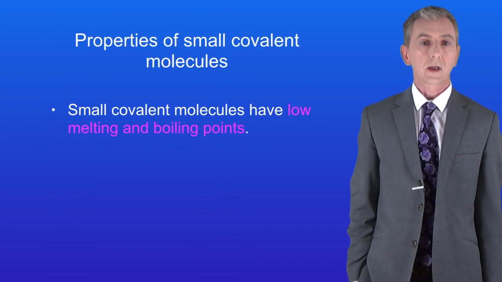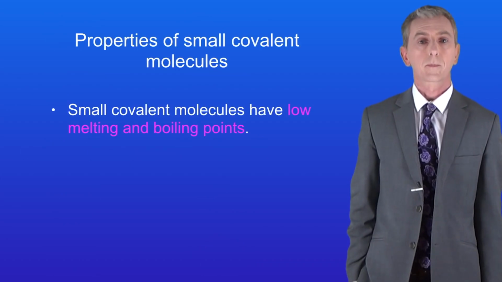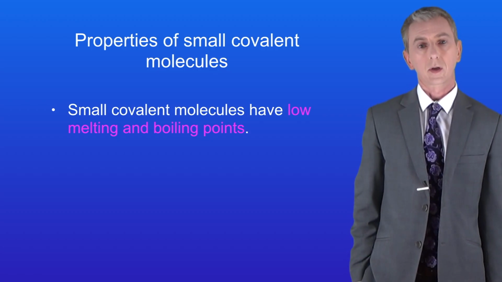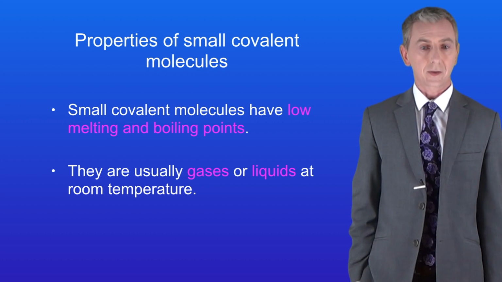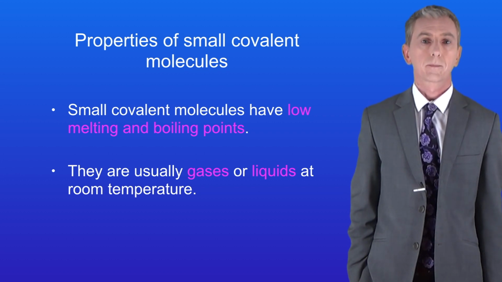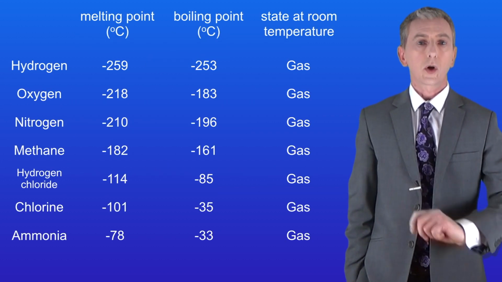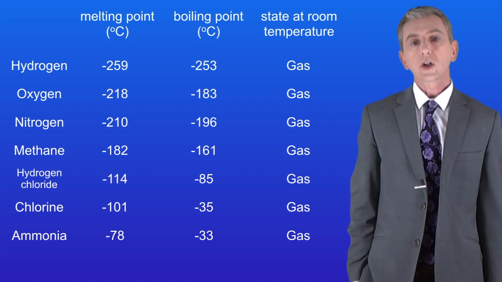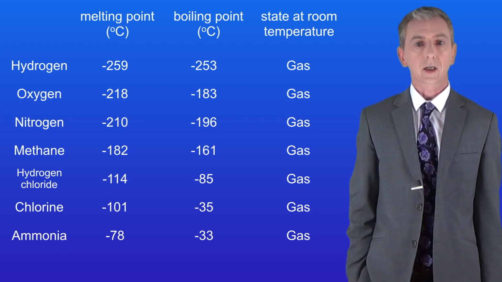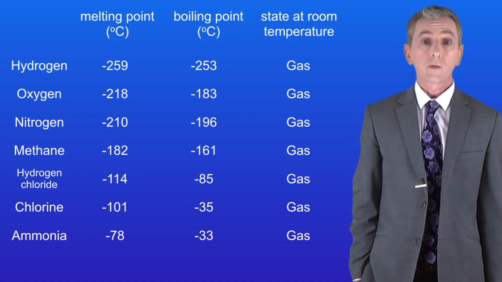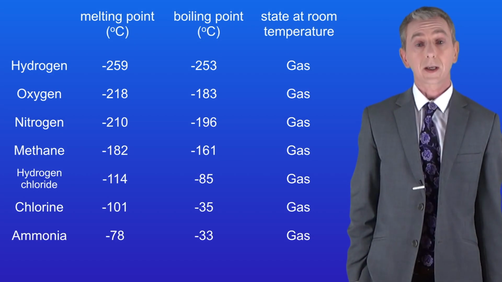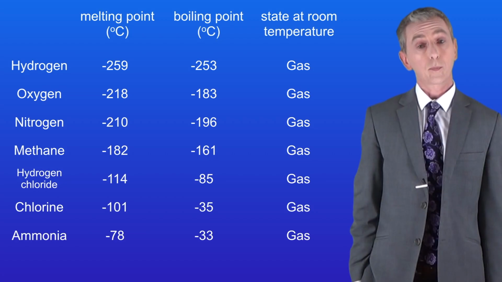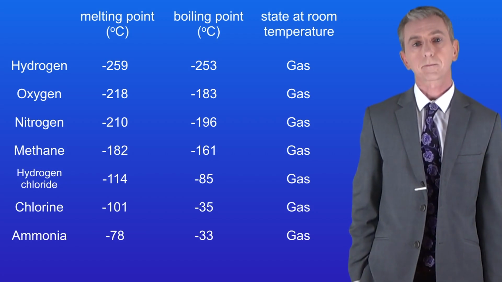So the first key property of small covalent molecules is this. Small covalent molecules have got low melting and boiling points. This means that they're usually gases or liquids at room temperature. This shows you the melting and boiling points of all the small covalent molecules that we've seen so far. As you can see, they all have very low melting and boiling points. All of the small covalent molecules that we've seen are gases at room temperature. Now that's because they all boil at temperatures below room temperature.